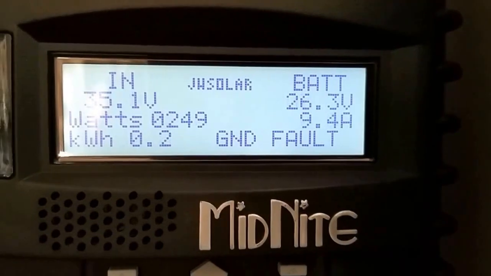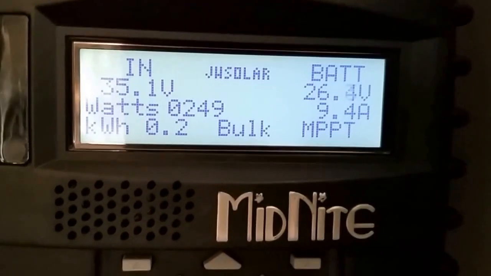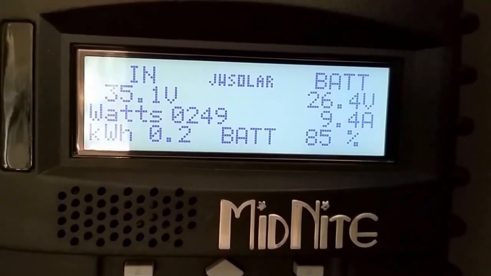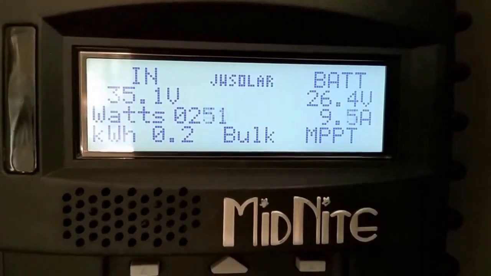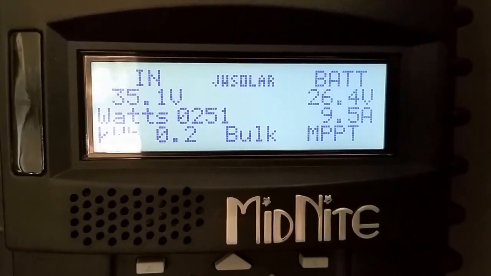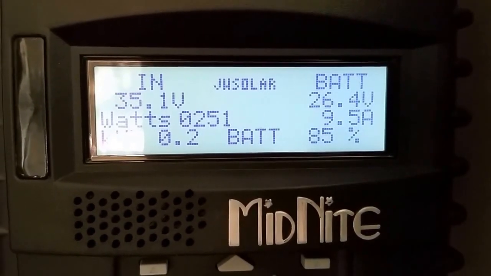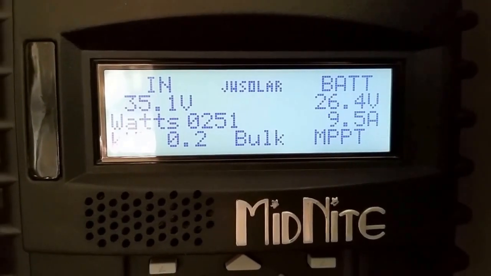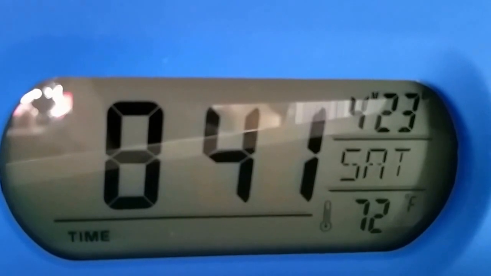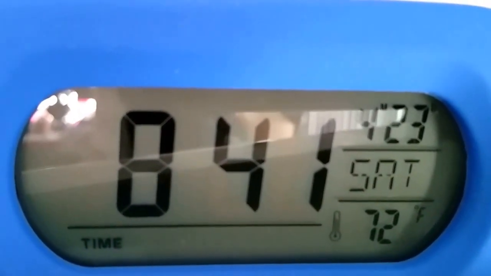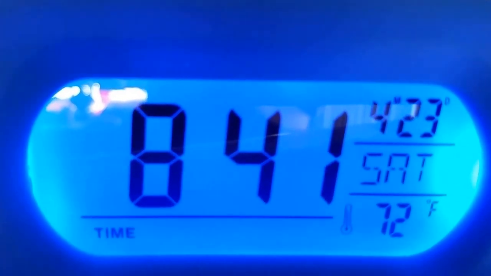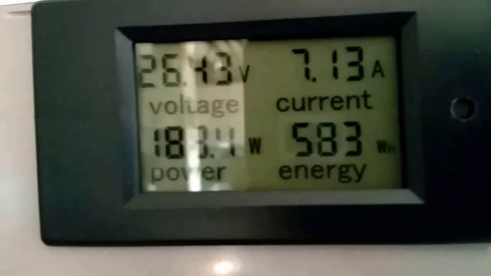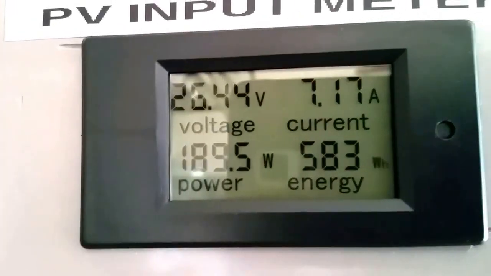Okay, so this is the system. Another 18 minutes passed, and we are bringing in 249 watts. We already made 0.2 kilowatt, 9.5 amps coming into the system, to the batteries. We're sitting at 85% on bulk mode, right? Here's the time right now. It's just morning time, 8:41 a.m. 72 degrees Fahrenheit. Well, that's the temperature from the inside, and the system is doing an awesome job. There you go, right there.